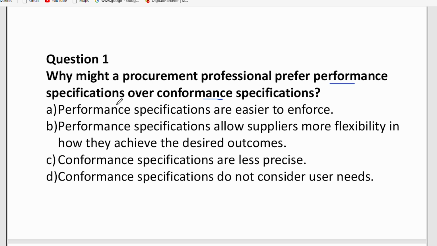And it kind of makes sense, because as a guy who's supplying, which one do you like? Do you like to be told, stick to these things? Or do you prefer they just say, here are the results you want, go get us those results? So why would you prefer performance?